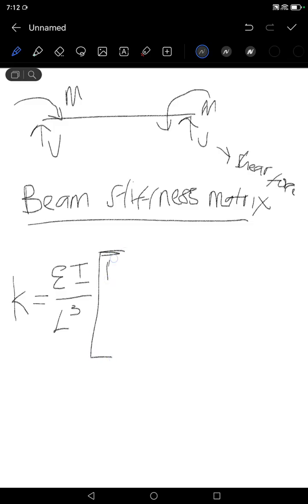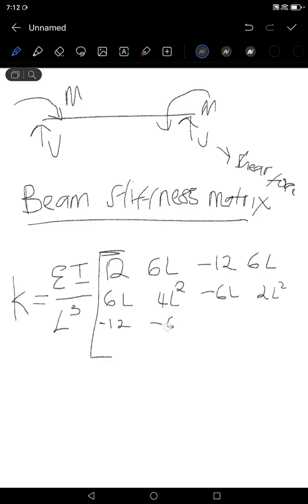The first row is 12, 6L, negative 12, 6L. The second row is 6L, 4L squared, negative 6L, 2L squared. Then we have negative 12, negative 6L, 12, negative 6L. And the last row is 6L, 2L squared, minus 6L, 4L squared. This equation is going to be given in the exam or test.